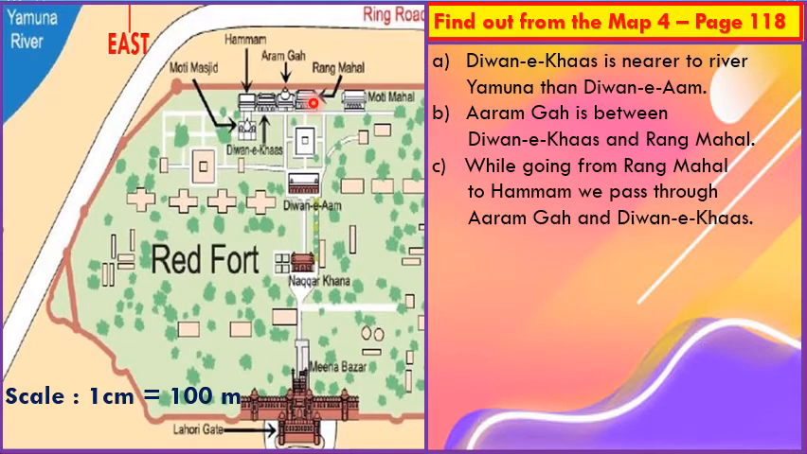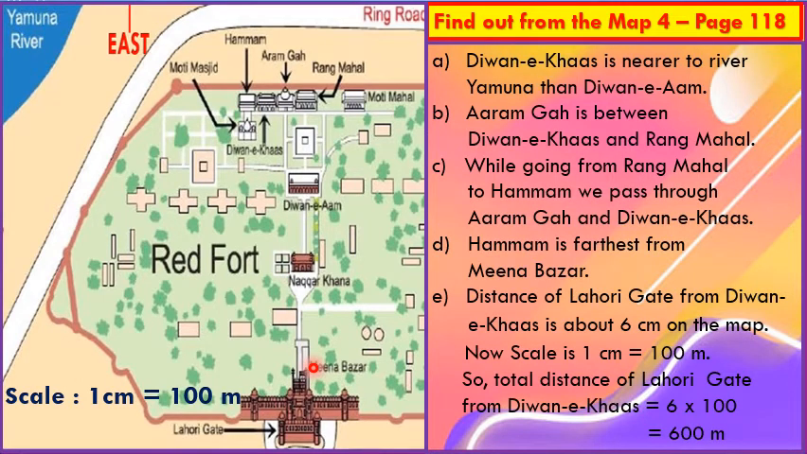Third question, which buildings do you pass while going from Rang Mahal to Hammam? Answer is, while going from Rang Mahal to Hammam, we pass through Aramgah and Diwan-e-Khas. Fourth one, which building on this map is farthest from Meena Bazar? Answer is, Hammam is farthest from Meena Bazar.